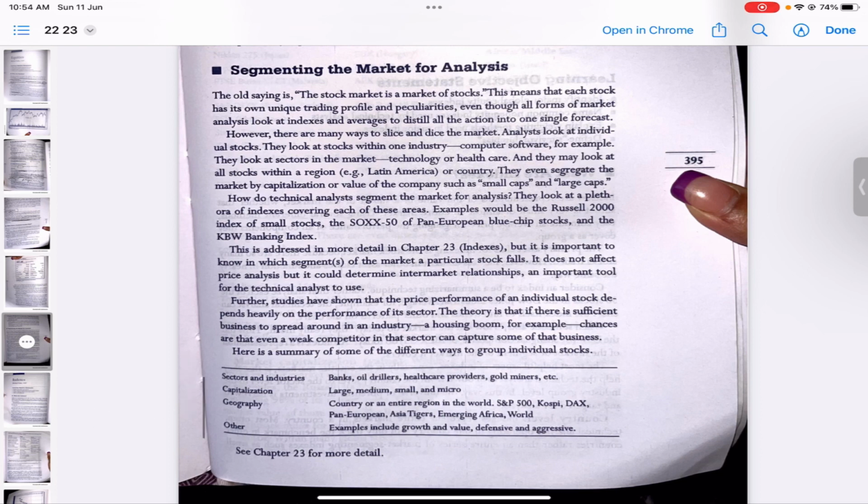Or we can also bifurcate them on the basis of geography. So which country is it in? So for example, emerging Africa, S&P 500, KOSPI, DAX, Pan-European, Nifty 50. So all these indices are of different geographical areas of different countries. So that is again another way of dividing. And then other could be on any other basis like defensive, aggressive, growth and value. It can be on any other basis.